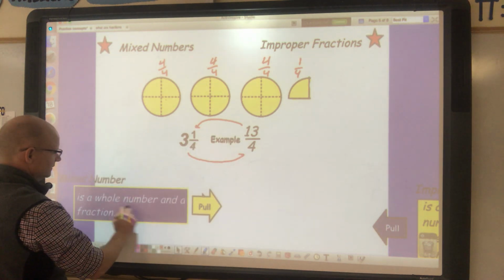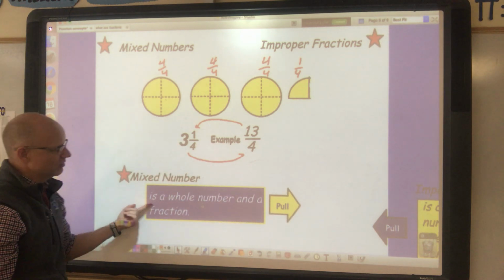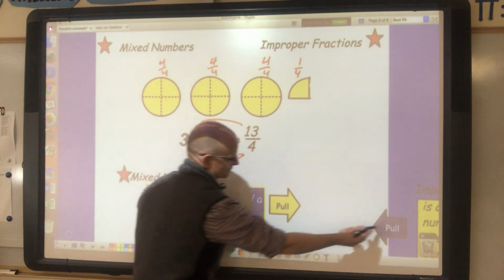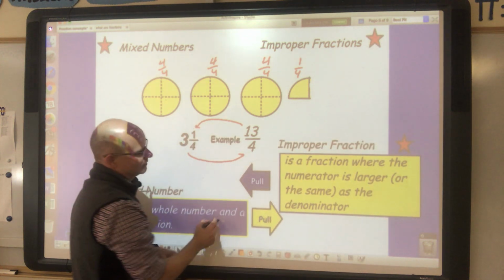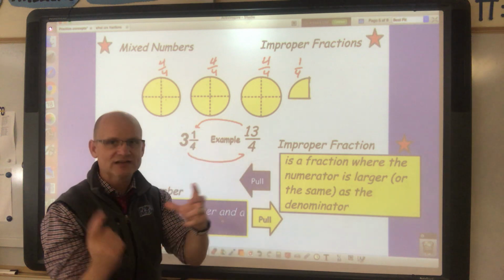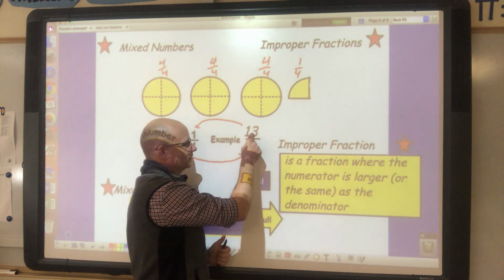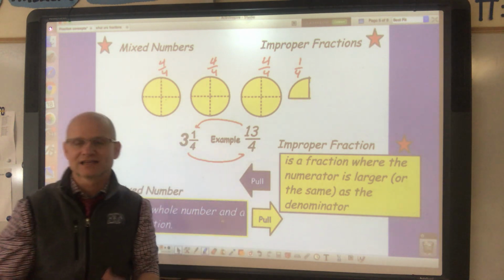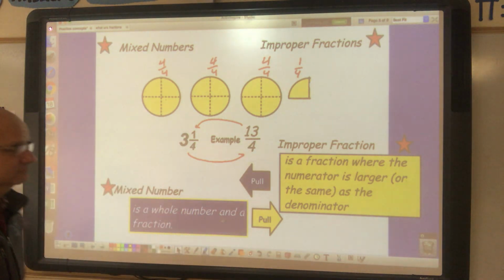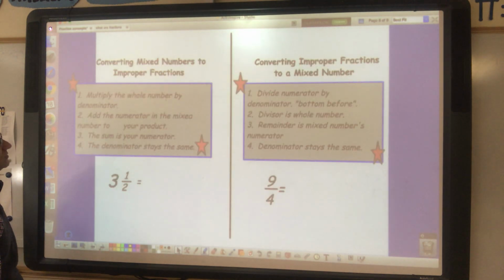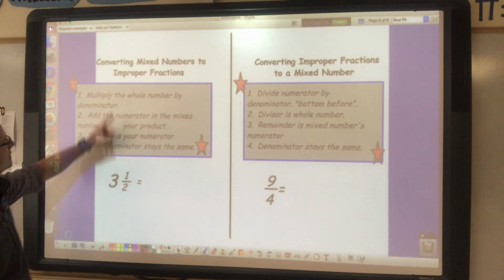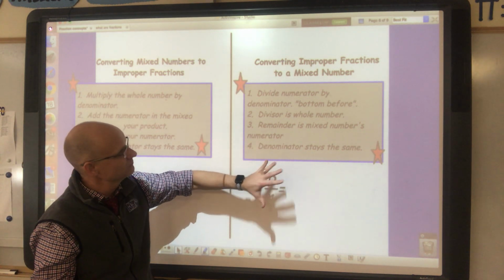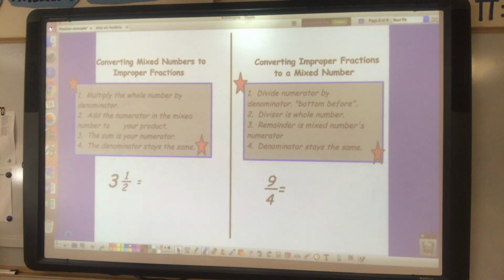If you don't know, this is called a mixed number, and it's just a whole number and a fraction. And this is called an improper fraction. And what makes something improper? A fraction is improper when the numerator is the same as the denominator or bigger. When the numerator is the same or bigger, that's known as an improper fraction. So write this information down. We're going to discuss how to convert a mixed number to an improper fraction and how to convert an improper fraction to a mixed number. Go ahead and write that down.